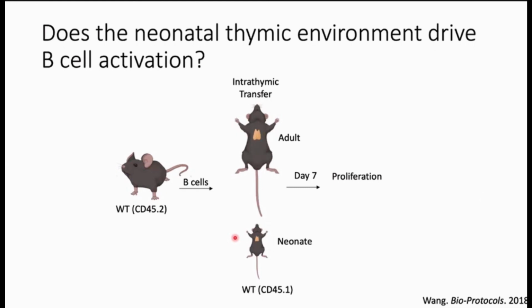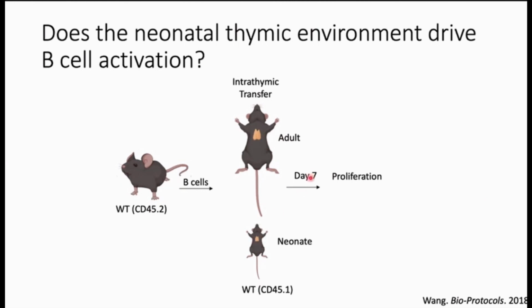And so to address this question, and to really ask, does the neonatal thymic environment drive B cell activation? We did direct transfers of B cells into the thymus of adult and neonatal mice. We took wild-type mice and purified their B cells from the spleen. These are adult mice, and they have a genetic label, CD45.2, so we can discriminate these cells versus the host cells. And so we either injected these straight into the thymus of an adult mouse or a neonatal mouse at around 9 days of age.